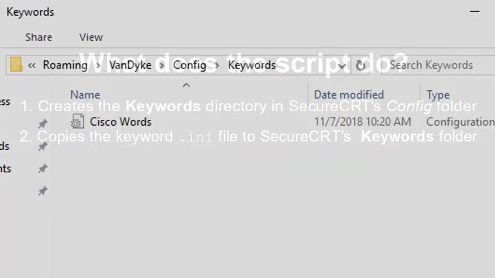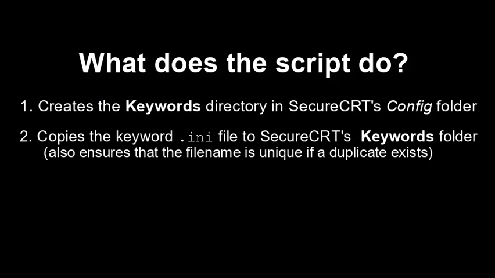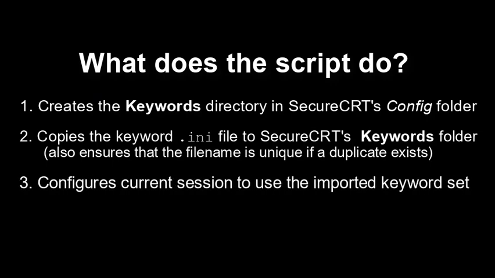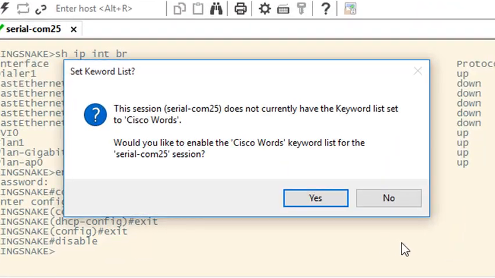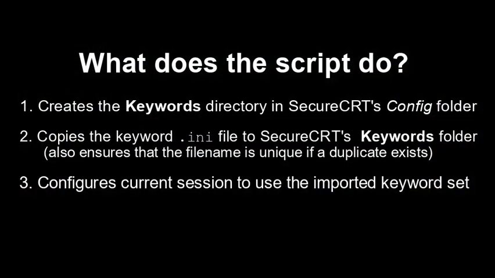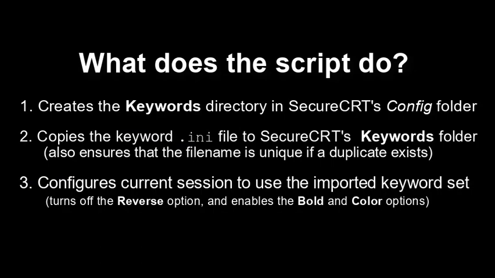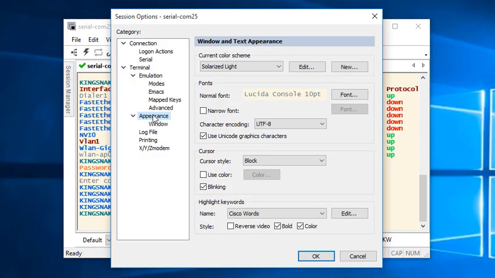If there's already an INI file there by that name, it renames the new copy to something unique. The script offers to configure the current session to use the imported keyword set and does so with bold and color options enabled. Normally you'd do this manually by opening session options and in the appearance category you'd choose the keyword set as listed in the dropdown here, which is populated by valid INI files found in the keywords folder.